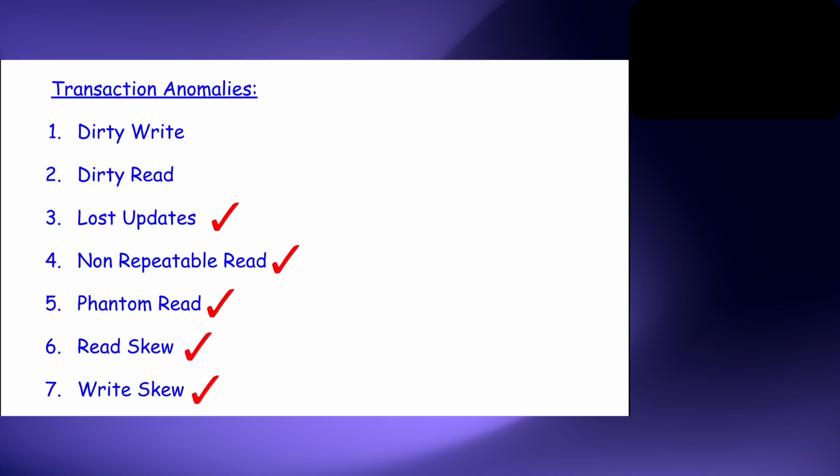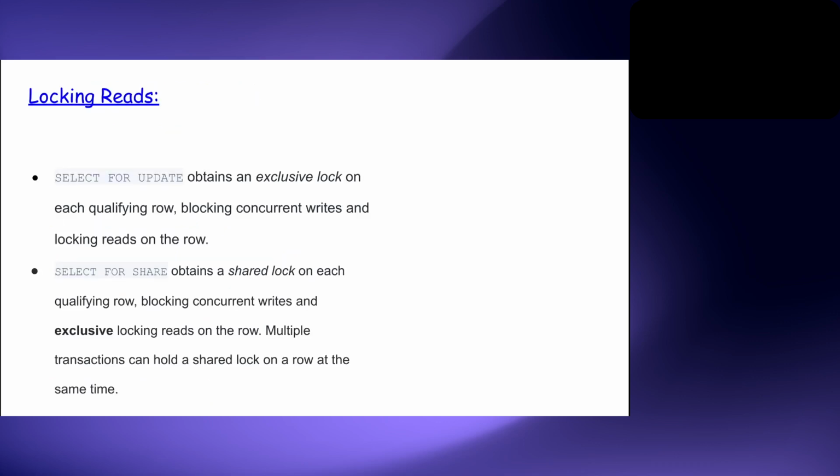Say for a specific use case, you have set read committed as your isolation level. Still, if you want to reduce some of these transaction anomalies for critical reads and writes, for that purpose we have locking reads. You have two options here: select for update and select for share. In case of select for update, you can obtain an exclusive lock on each qualifying row, blocking any concurrent writes and locking reads on the row.